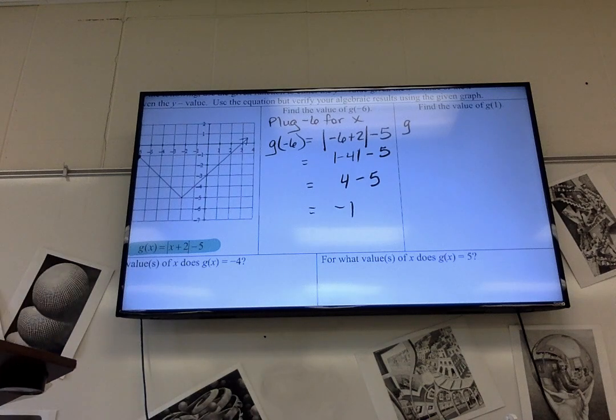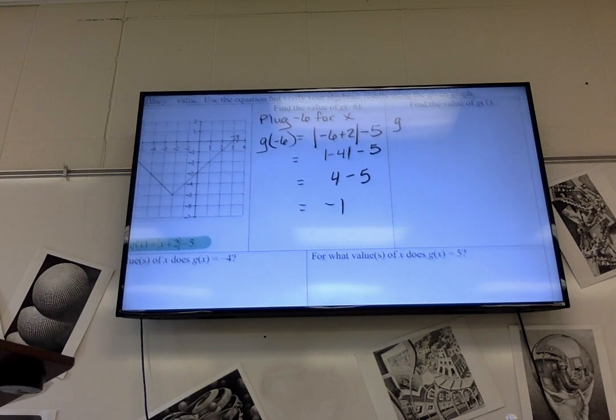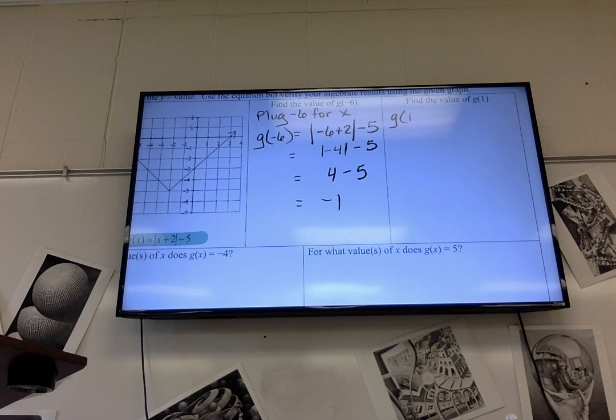So you were right. If I plug in g of 1, I get out absolute value of 1 plus 2 minus 5. That ends up being negative 2. And if you look at your graph, 1 goes down to negative 2.